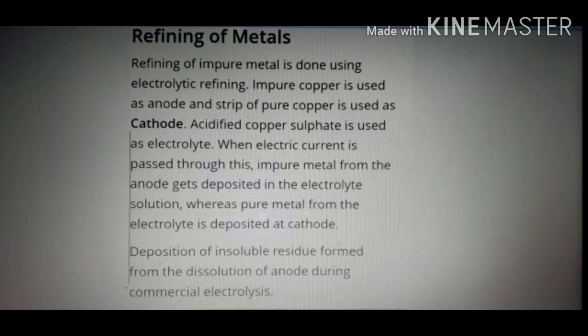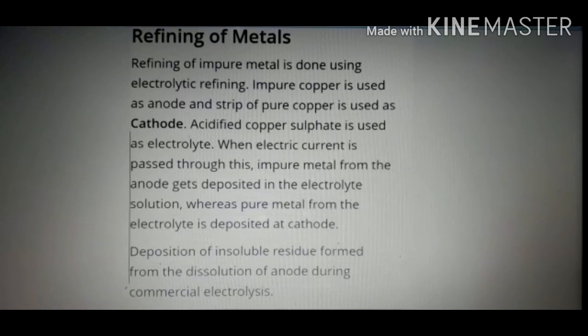Here you take impure copper as the anode, and acidified copper sulfate is used as the electrolyte. When electric current is passed through, the impure metal from the anode dissolves into the electrolyte solution, whereas pure metal from the electrolyte is deposited at the cathode. An insoluble residue is deposited from the dissolution of the anode during commercial electrolysis.